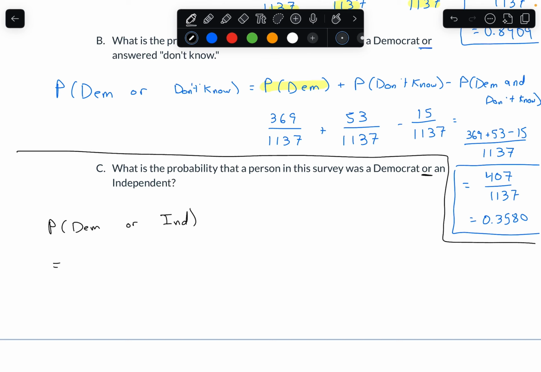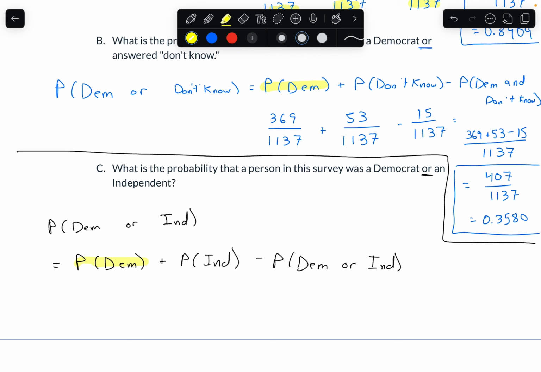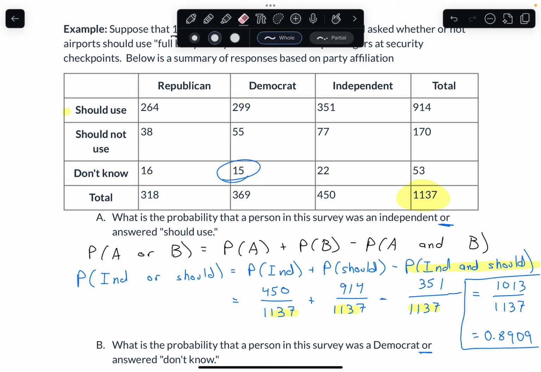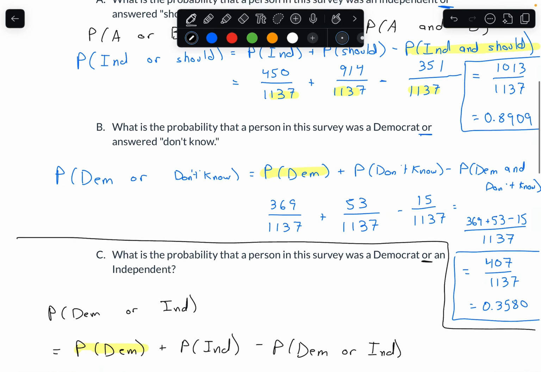So, okay, if I use my or probability formula, we said, let's take the probability that they were a Democrat plus the probability that they were an independent minus the probability that they were a Democrat and independent. So, okay, let's go ahead and look at these. Let's start with the probability that we select a Democrat. So I need to go back and look at my survey. Let's erase, so we're starting with a clean slate. So the Democrats, we said 369 of those individuals, so 369 Democrats out of a total of 1,137.